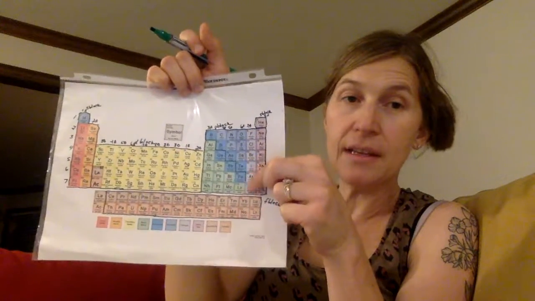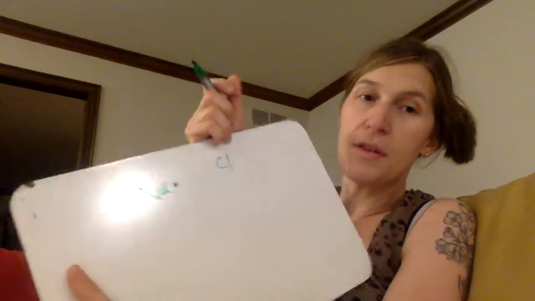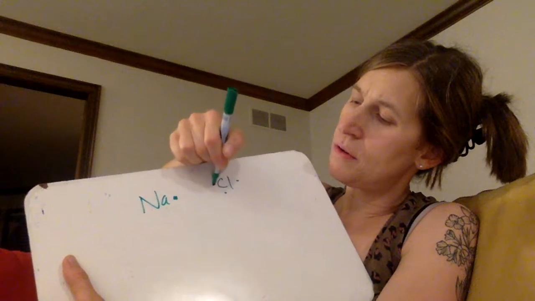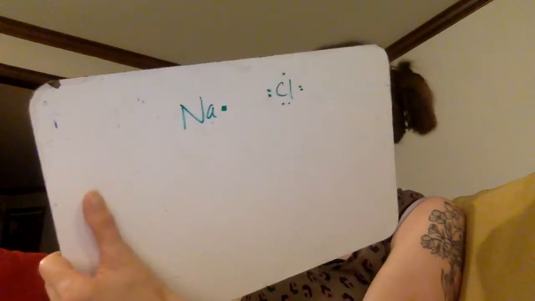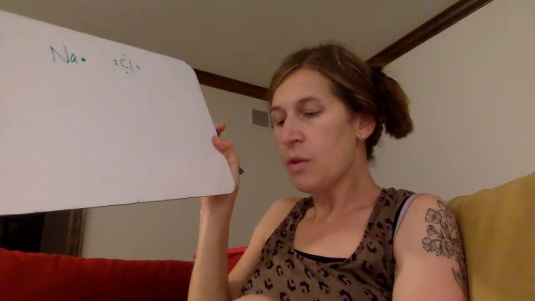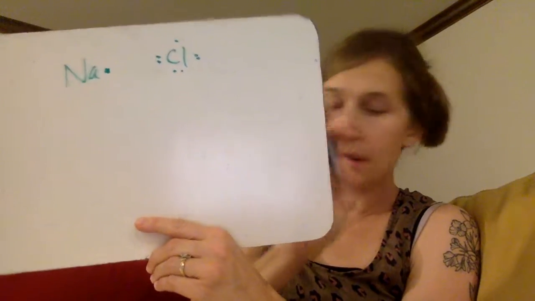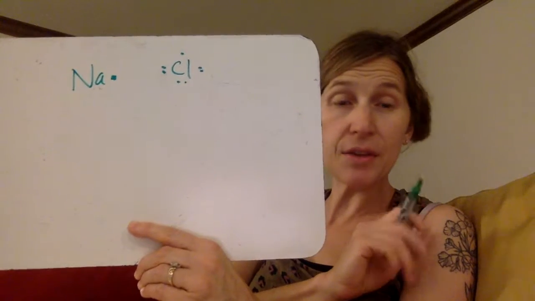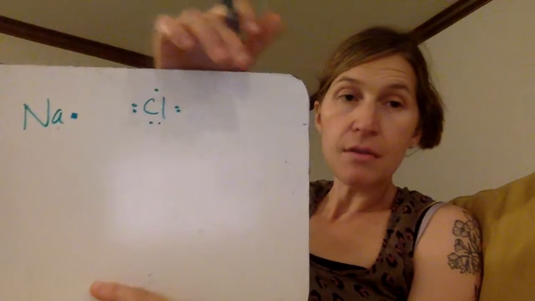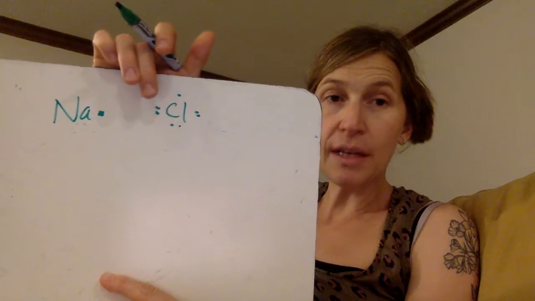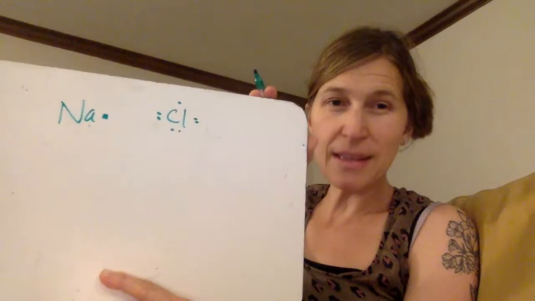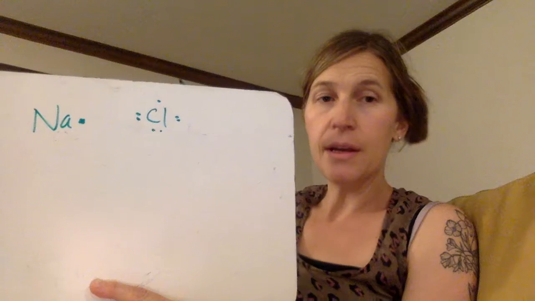And then I have chlorine, which is over here. It's in column 7, so it has 7 valence electrons. I'm going to draw those in: 1, 2, 3, 4, 5, 6, 7. So that's how chlorine's going to look. Chlorine is really close to that ideal structure, right? And sodium needs a lot of electrons to get there. So it would be easier for sodium to give up an electron to get stable, and chlorine is really wanting an electron to get stable. That's what they're trying to do.